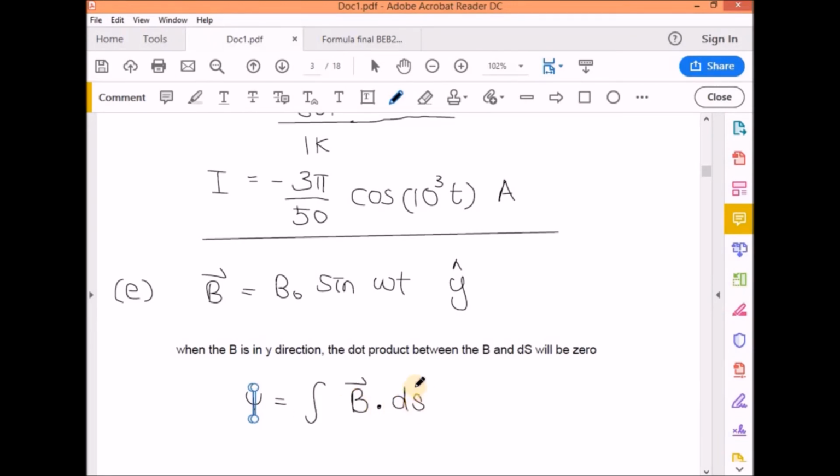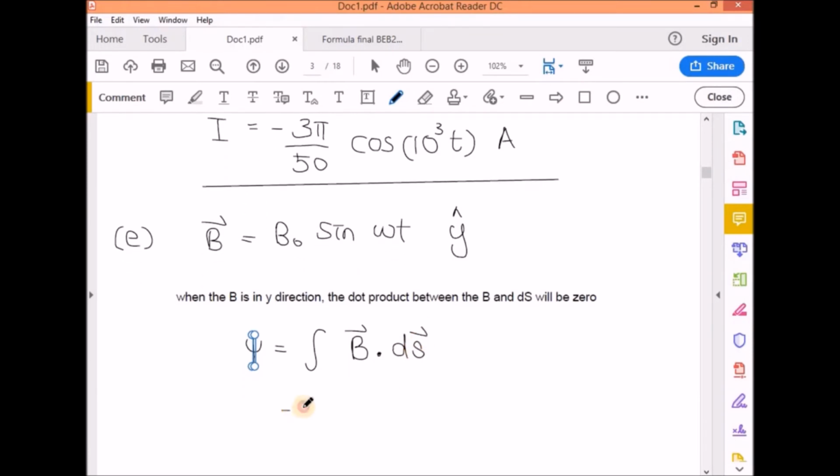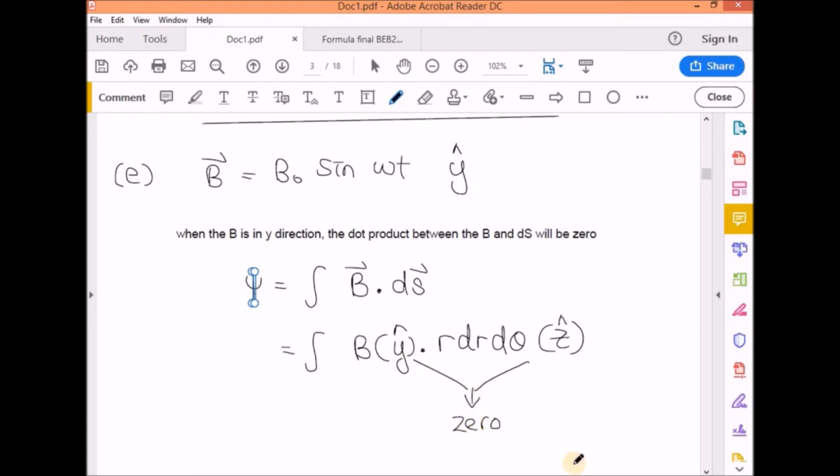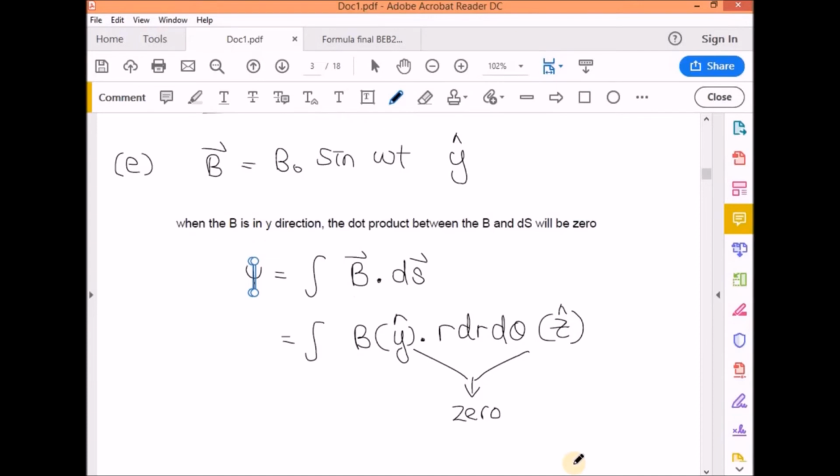Dot ds, right? So you just don't need to insert the whole equation. It's also alright. You just say that this one is y. Yes, the product. The r d theta is the z. So this one will become 0. So this one will be your explanation for the E.